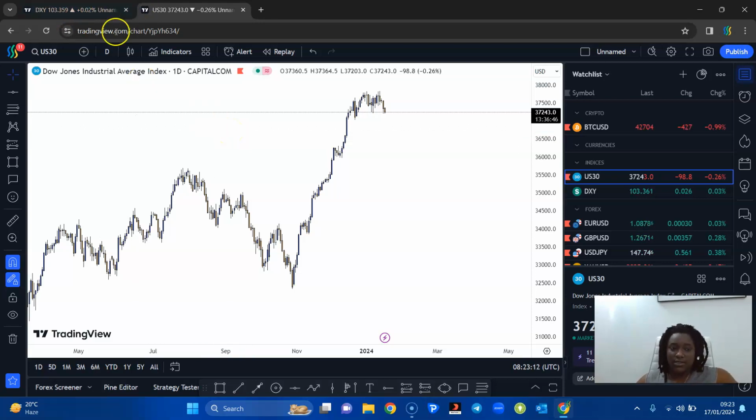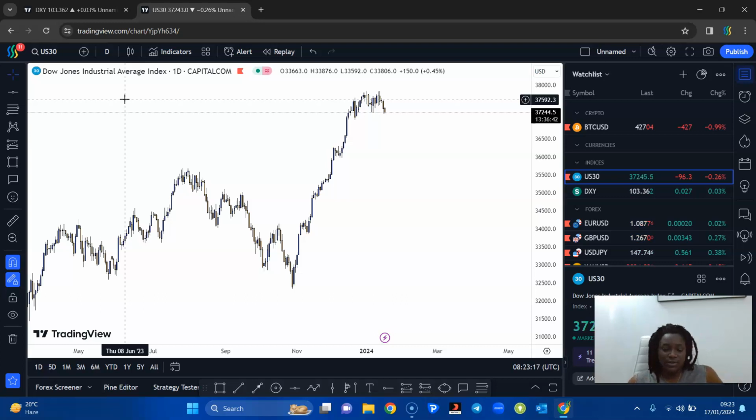So you can see here that I have my tabs open on the DXY, which is the dollar index, and the US30. So let me tell you one hack. Well, you probably already know this, but I don't think so. The hack is, if you're trading US30, it's always very important to look at the dollar index, because if you notice the way the two indices move, the dollar index and the US30 move in opposite directions. They are negatively correlated.